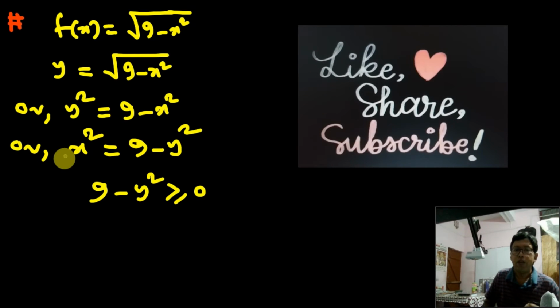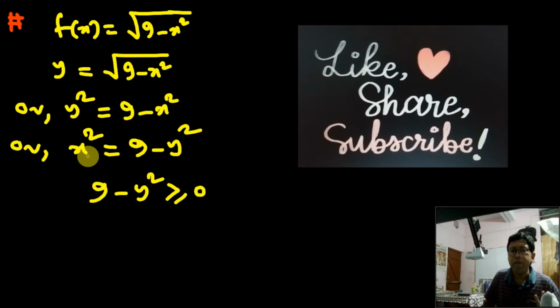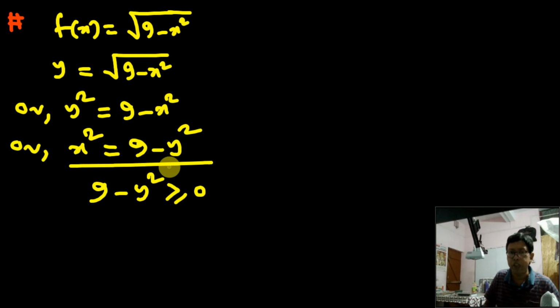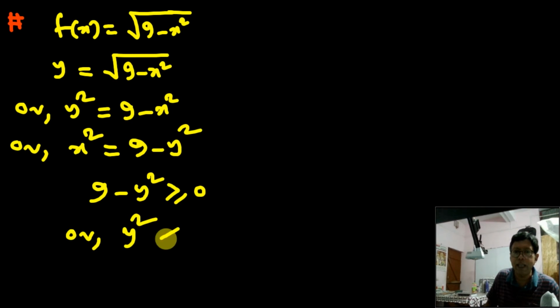Again I say, on the left side of this expression, if you put in place of x any value, it may be positive, negative or 0, you will always get a non-negative quantity. So the right side will also be non-negative. 9 minus y² is greater than or equal to 0. So y² is less than or equal to 9.